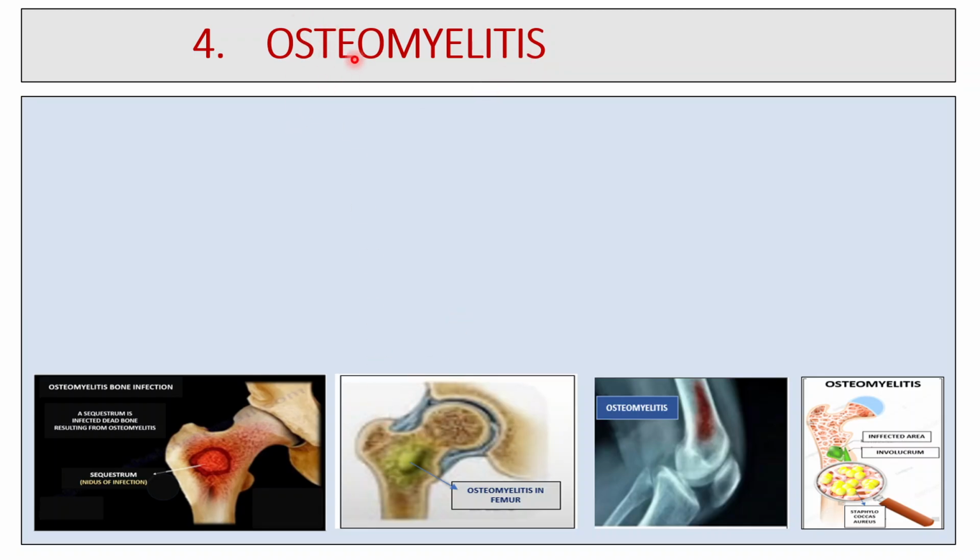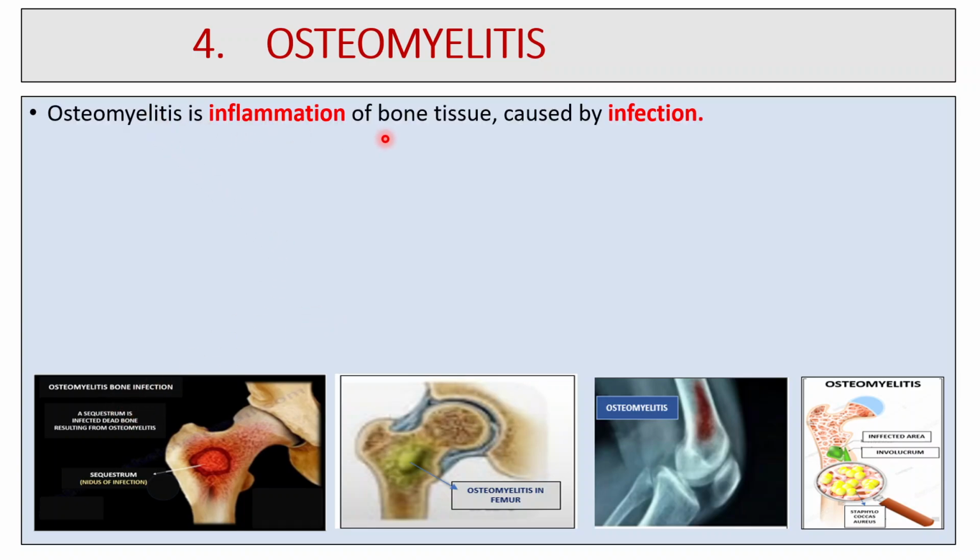Now osteomyelitis, this is inflammation and infection particularly. It is the inflammation of the bone tissue caused by infection. This is osteomyelitis, bone infection. A sequestrum is infected dead bone here, a nidus of the infection, resulting from osteomyelitis. Osteomyelitis in the femur is shown here.